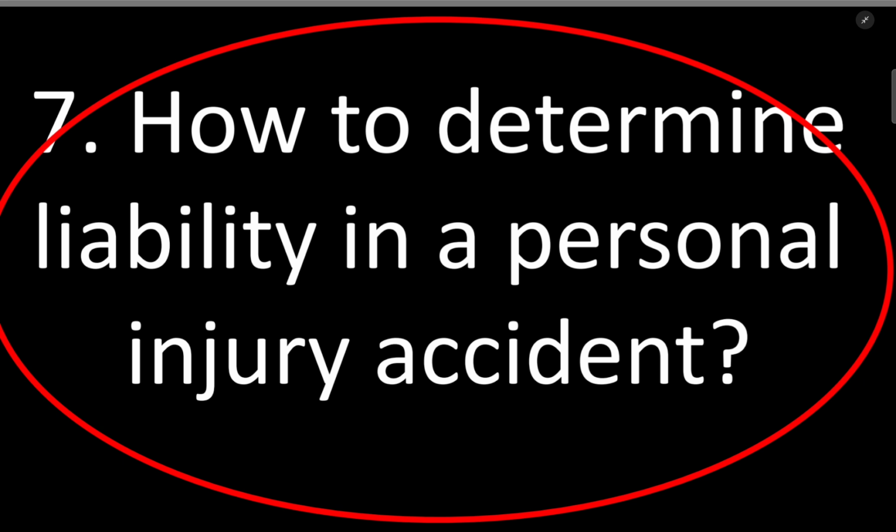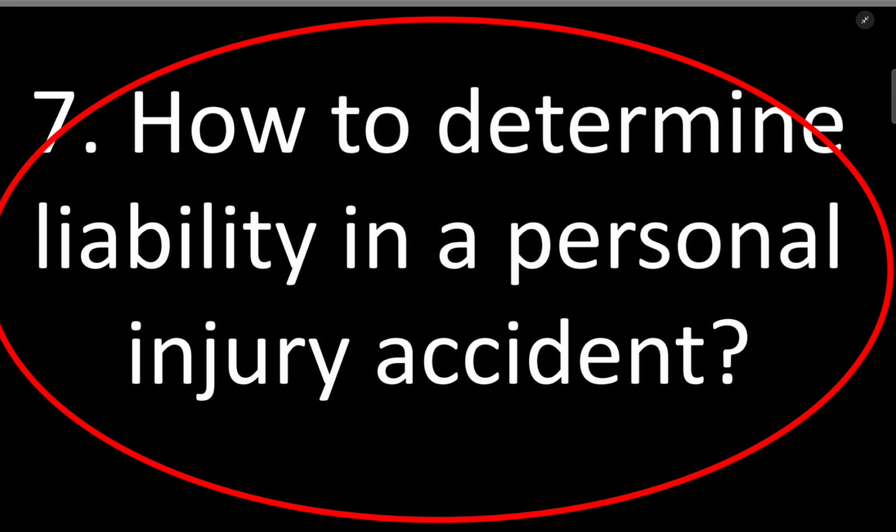Personal injury cases can be quite complex, and it is important to understand the steps involved in identifying who is responsible for an accident. Whether it is a car crash, a slip and fall, or an accident at work, determining liability can make a big difference in how the case is handled.